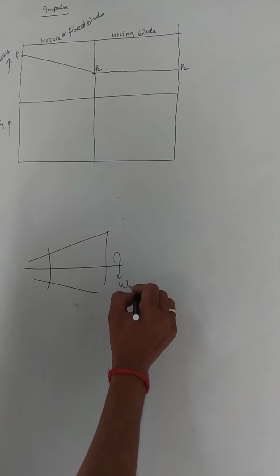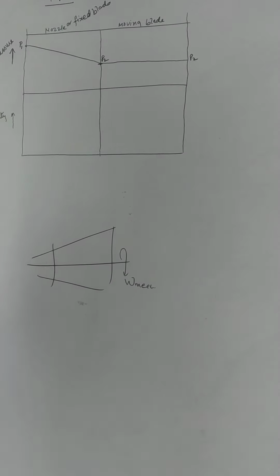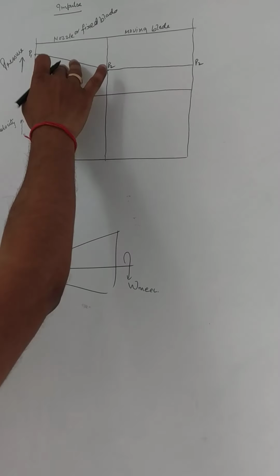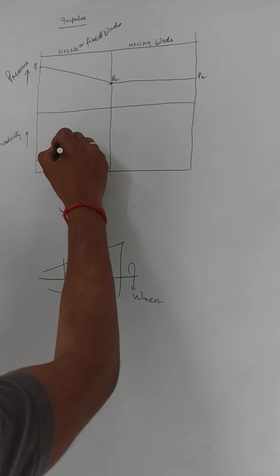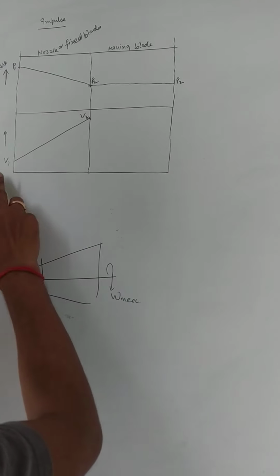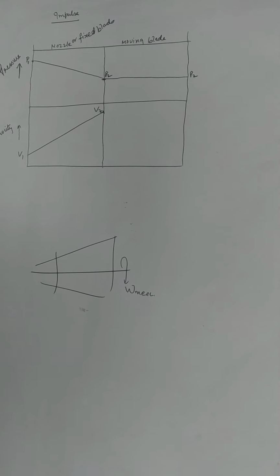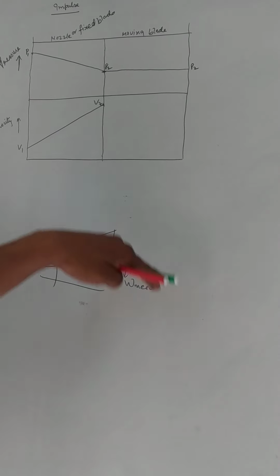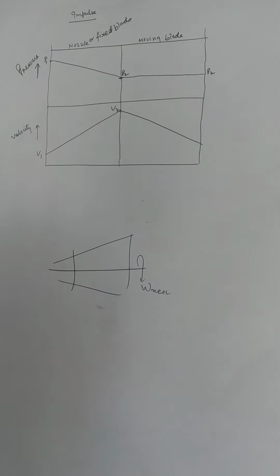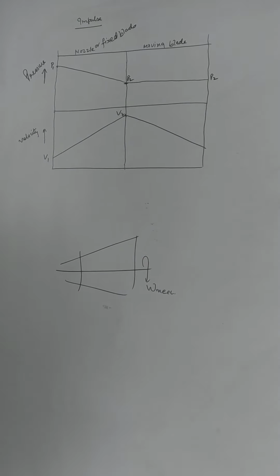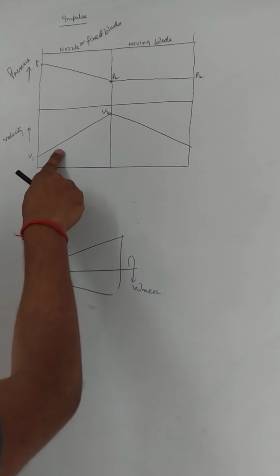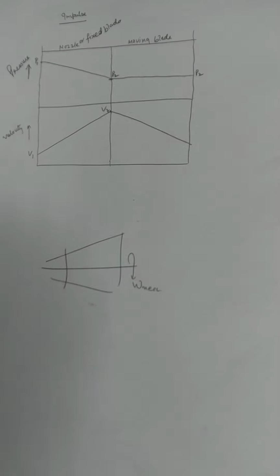Work done at the mechanical shaft, work done at the shaft output. As the pressure drop takes place in the nozzle, there is an increment in the velocity. V1 is the velocity at the entry of the nozzle, and V2 is the velocity at the exit of the nozzle. After that, velocity decreases. This is the variation of pressure in the nozzle and the moving blades. This is the variation of velocity in the nozzle and the moving blades.